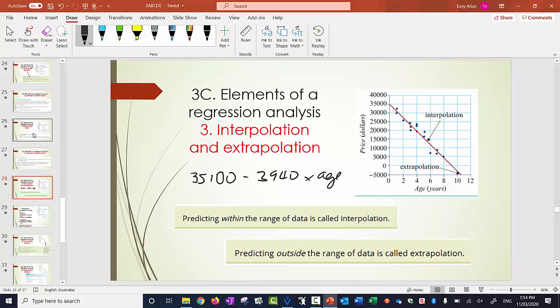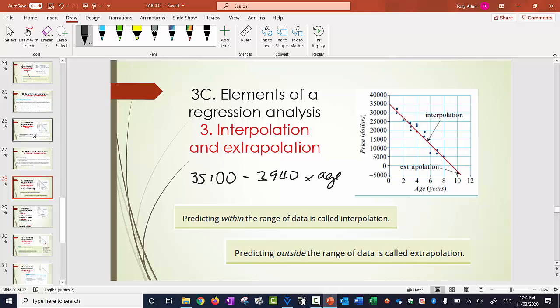Interpolation is what we're doing here, because that 6 is in between the data we've got. We've got data from 1-year-old cars to 8-year-old cars. So if 6 is between 1 and 8, in this case, that is interpolation. If it's outside 1 to 8, then it's extrapolation.